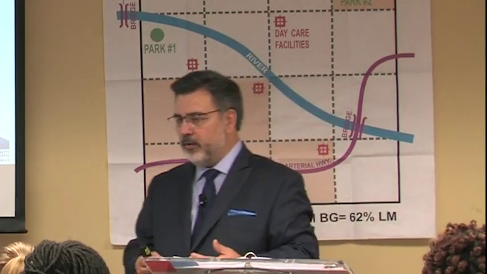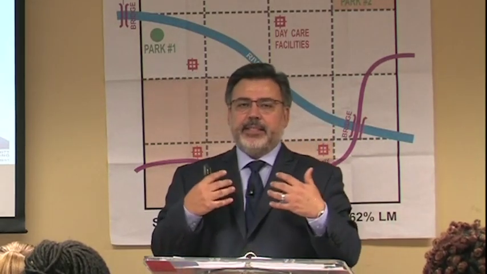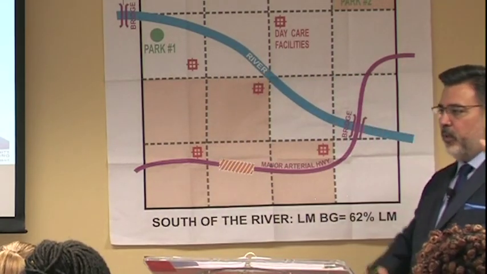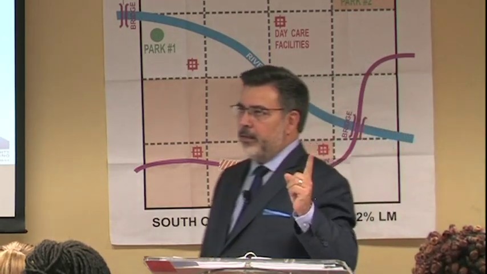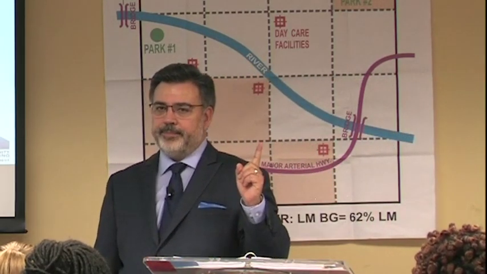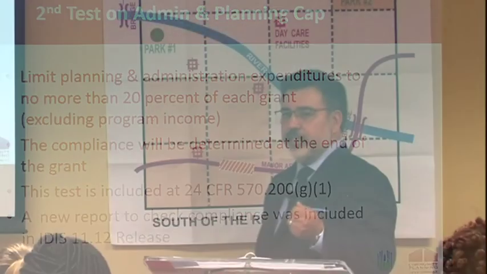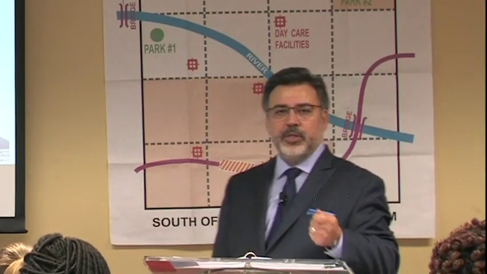As a result of grant-based accounting, they've added a second test that we have to go through. What was the first test? What were we testing for? Obligations, right? Here we're actually testing for expenditures. So no more than 20% of each grant can be spent on planning and administration. Now, the test is actually going to occur when you close out your grant. Yes?